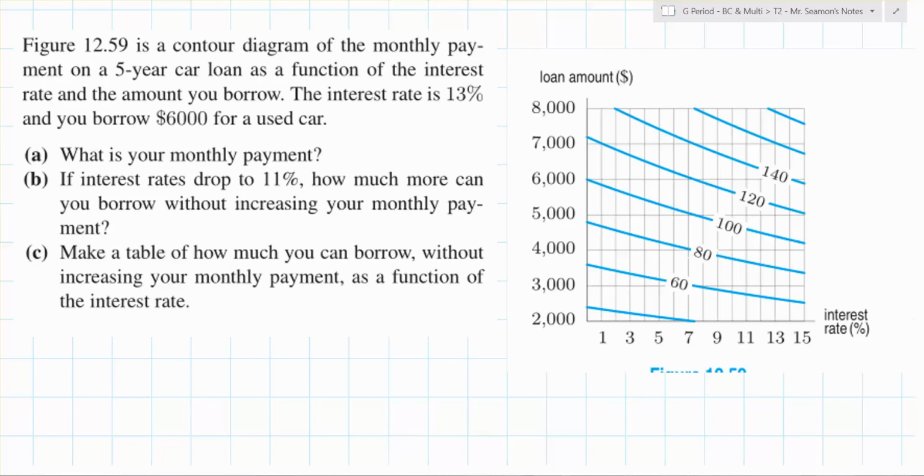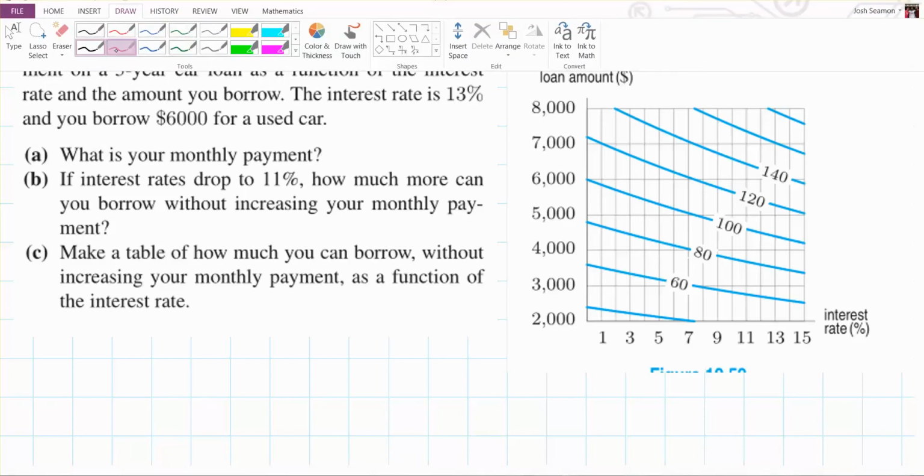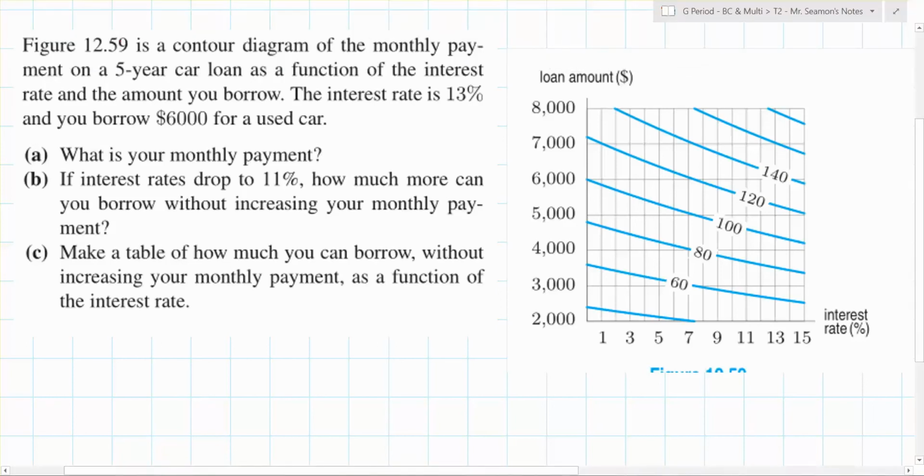Let's just go through it. It says the interest rate is 13% and you borrow $6,000 for a used car. So it says, hey, what is your monthly payment? So how do you do that? 6, right? So 6 is right about there. And then what do you go up to? Isn't it 13? Oh, 13. I'm reading it backwards, yes. So 13 is right there.